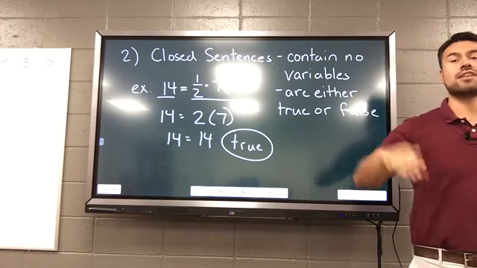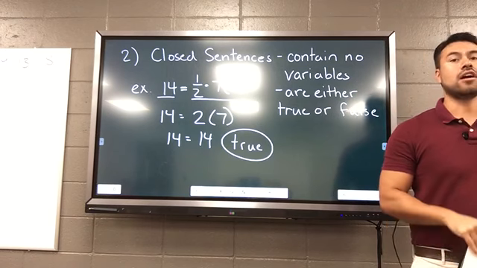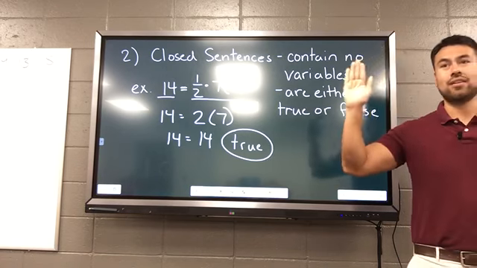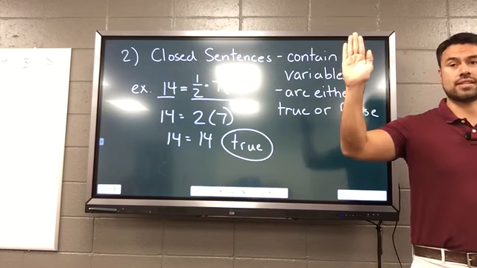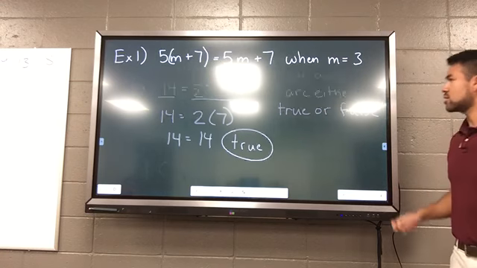No variables. And an open sentence has variables. Okay? A closed sentence, can it be true or false? Yes. Open sentence, can it be true or false? No. So you need to be able to distinguish that. Let's look at the next type.